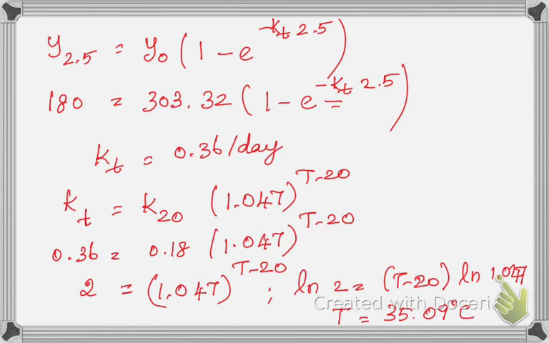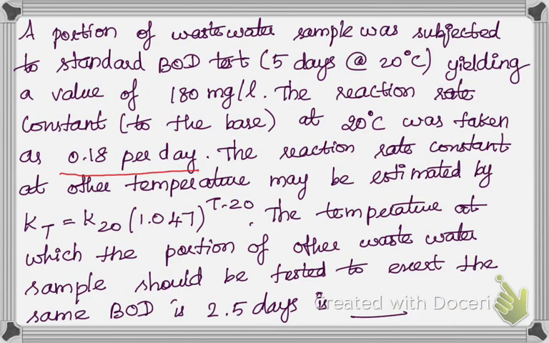So the answer for this question is the temperature at which the portion of the other wastewater sample should be tested to exert the same BOD at 2.5 days is 35.09 degrees Celsius. And this is the answer.